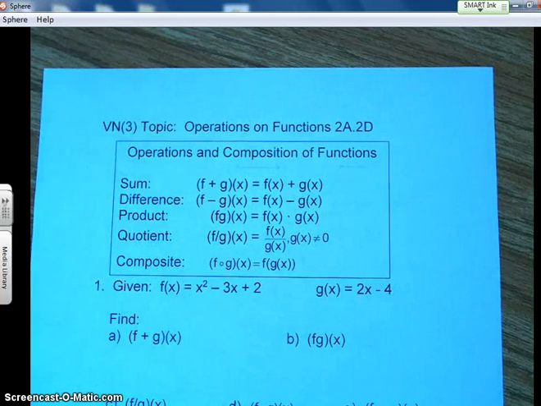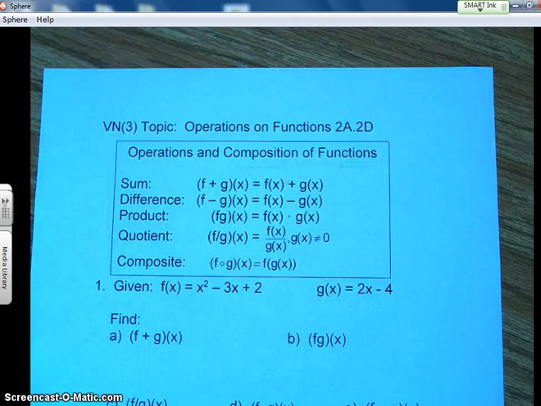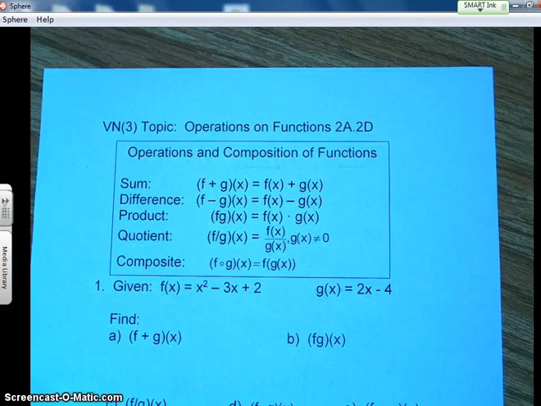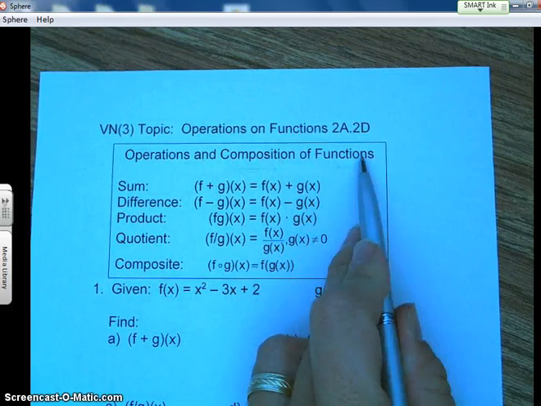Hey guys, tonight's video note topic is operations on functions. As you all know, operations means adding, subtracting, multiplying, and dividing. So four main operations, and we're going to also look at a composition of functions.